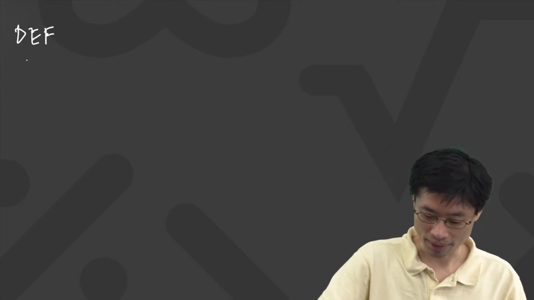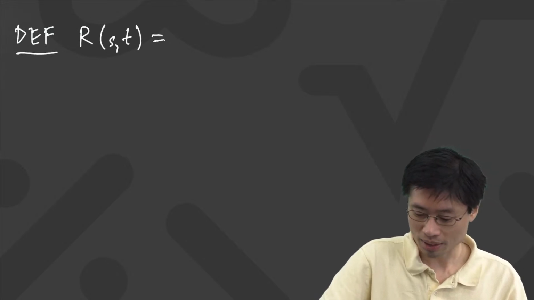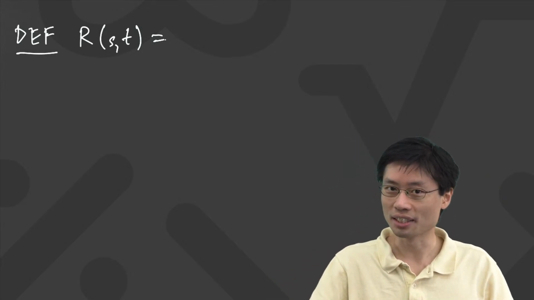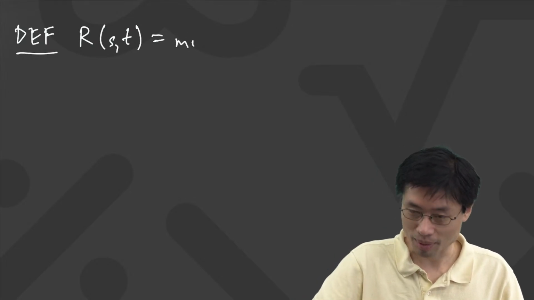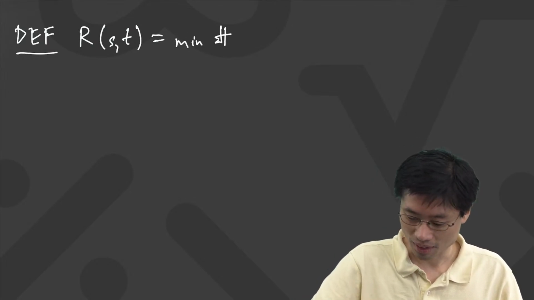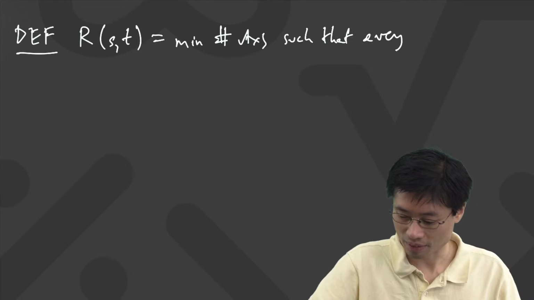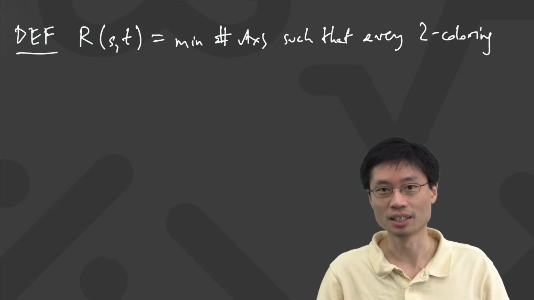The Ramsey number R(S,T) was the smallest number of vertices that you need in order to guarantee that when you color edges, something nice happens. So this was the minimum number of vertices such that every two coloring of the edges, two coloring means using at most two colors, using up to two colors.